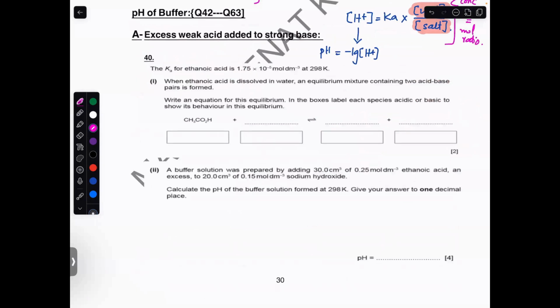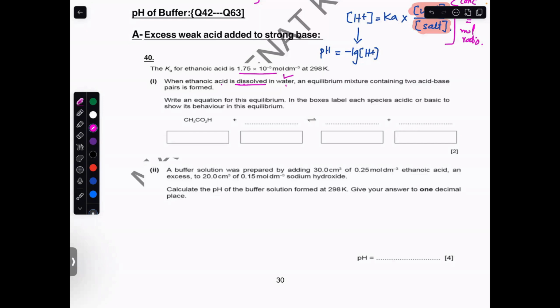Ka of ethanoic acid is this much. They've given you the Ka value. When ethanoic acid is dissolved in water, an equilibrium mixture containing two acid-base pairs is formed. Write an equation for this equilibrium in the boxes. Label each species acidic or basic to show its behavior in this equilibrium.